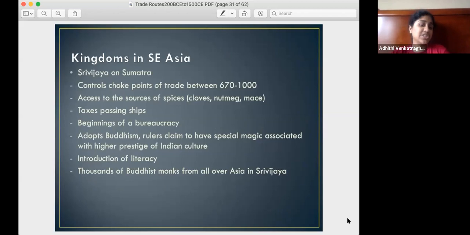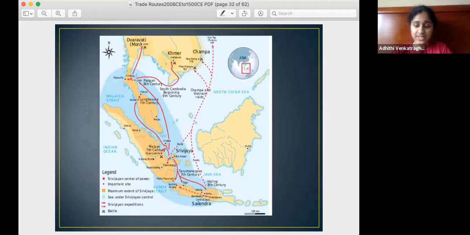Kingdoms in Southeast Asia included Sriwijaya on Sumatra, which controlled the choke points of trade between 670 and 1000. The choke points would be the narrow strait of water between two pieces of land, and they were very good for trade. This also included access to the sources of spices like cloves, nutmeg, mace, taxes on passing ships, beginnings of bureaucracy, and the adoption and spread of Buddhism as well. This is a map that you can take a look at.